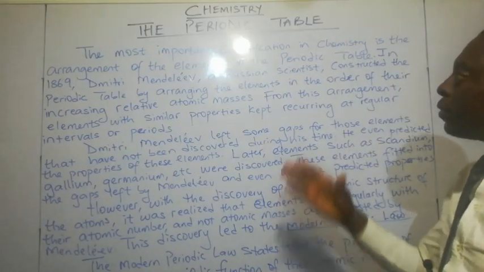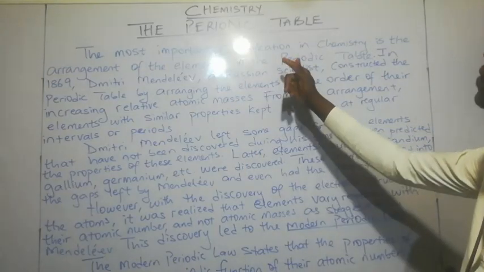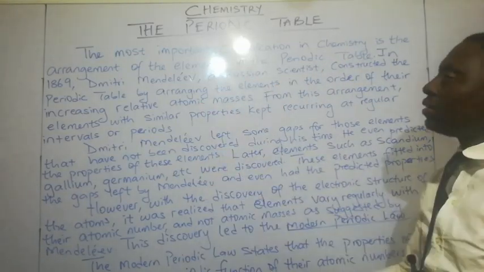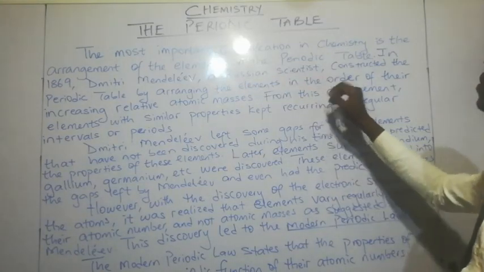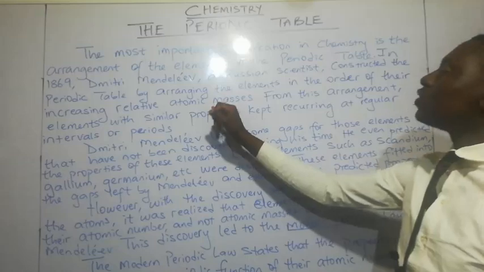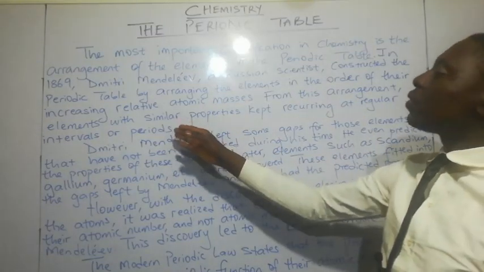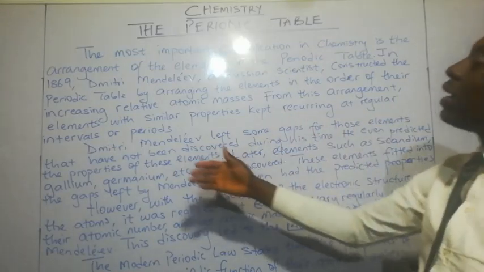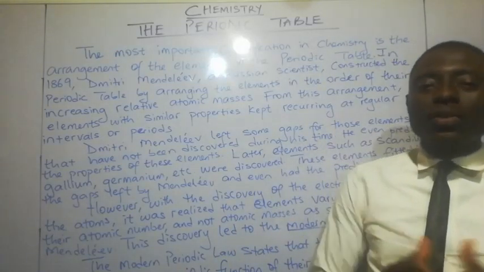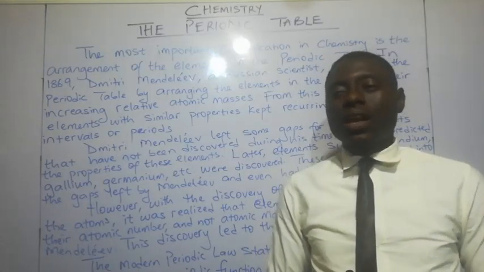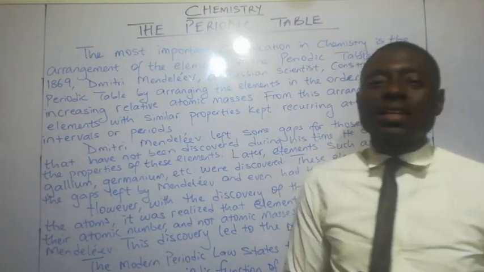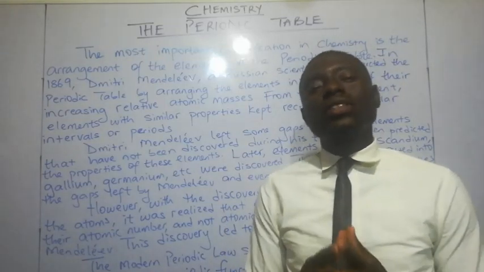Now, the periodic table. The most important classification in chemistry is the arrangement of the elements in the periodic table. In 1869, Dmitry Mendeleev, a Russian scientist, constructed the periodic table by arranging the elements in the order of their increasing relative atomic masses. From this arrangement, elements with similar properties kept recurring at regular intervals or periods. Now, you see, a lot of scientists made some attempts to arrange elements together. Some of them just classified all the elements into metals and non-metals. That was by Lavoisier.